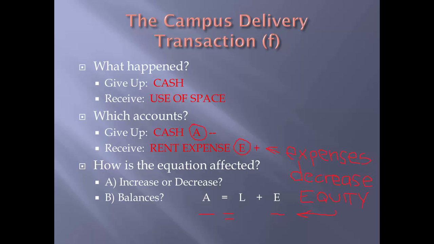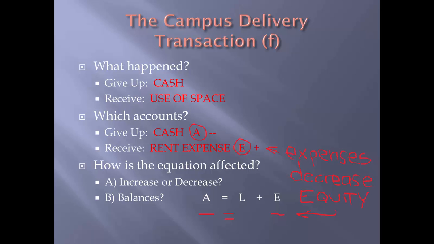Which accounts are we going to use? For cash, of course, we'll use cash, which is an asset. What about use of space? Well, here again, I've used my keyword, use. And so I'm going to go to my chart of accounts. Whenever I use something, that's an expense account. So I'm going to look under my expenses, and I'm going to see an expense account called rent expense. So I'm going to put that under my receive for which accounts, and that's an expense account, so I use an E.